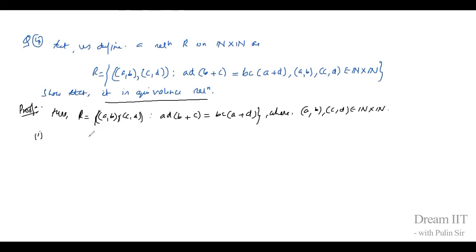That means (A, B) should be related to (A, B). So we write for (A, B) belongs to N cross N. Just I'll put the relative values and see whether it will be true or not. This is something I want to do in rough. If I want to say that (A, B) is related to this, then what I should get: AD, B plus this, and then BC, A plus D. Which element is going to which particular place, you try to see that first.